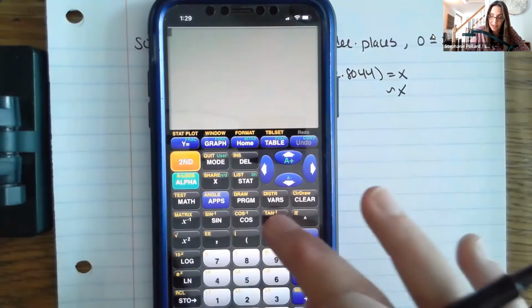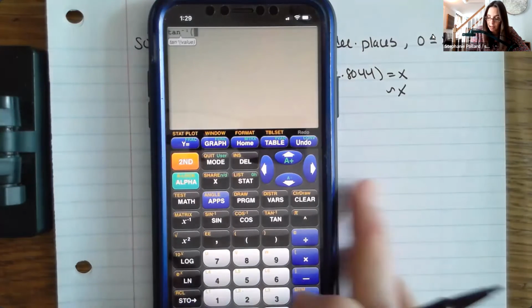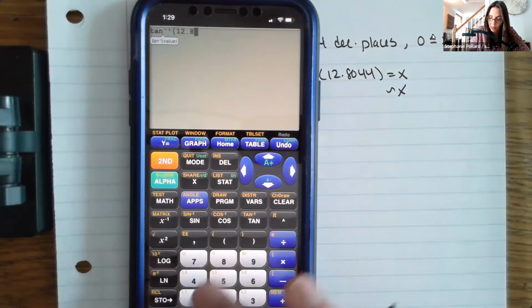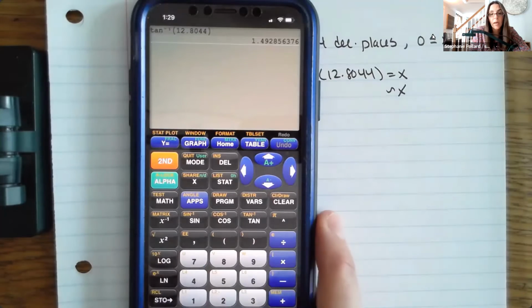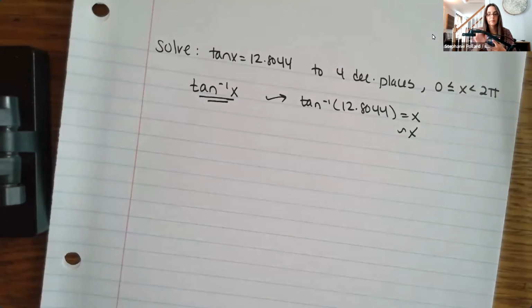And then we're going to use our inverse tangent function. And it's 12.8044. And we're just going to go ahead and round to 4 decimal places there.